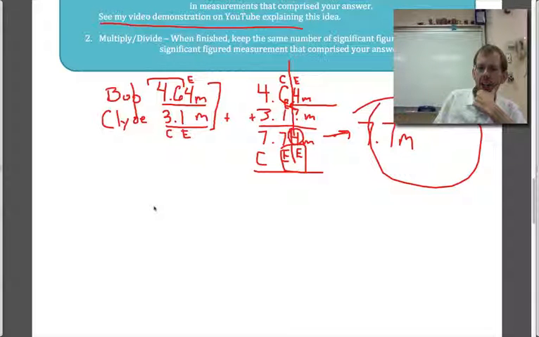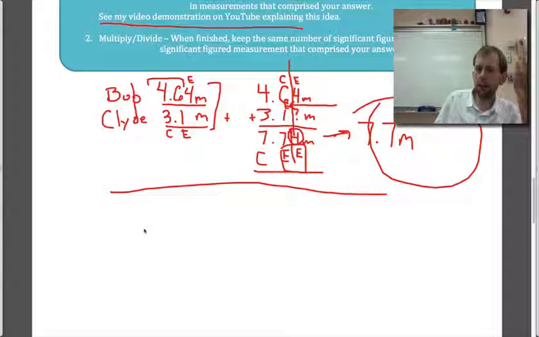For multiplying and dividing, what do you do on that? I don't have a great explanation for why this is the way it is. However, here's the basic idea. This one a lot of people love because it makes more sense to them. I think subtract makes a lot of sense to me. However, let's talk about multiply divide.